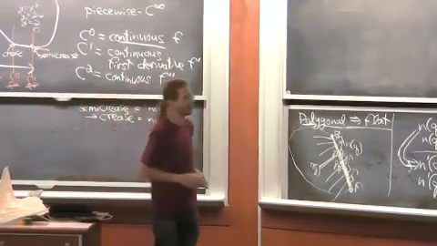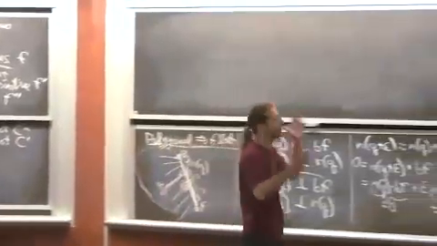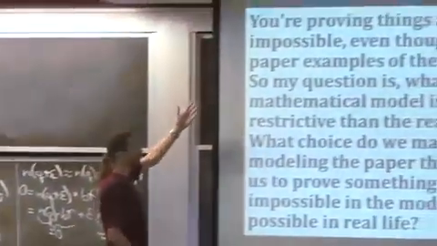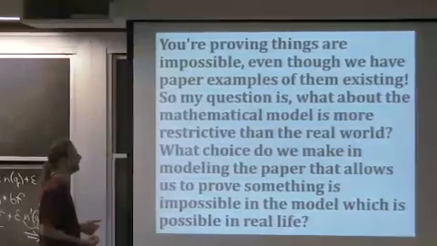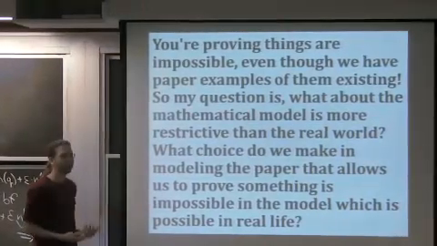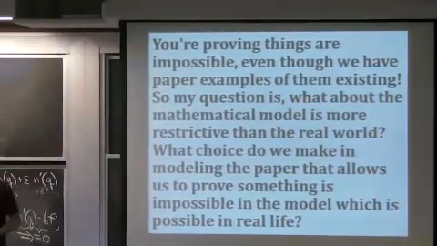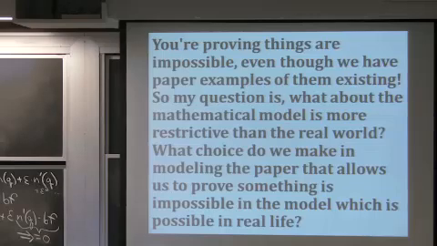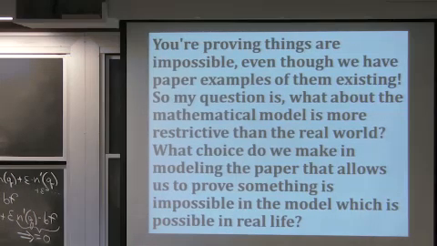Last question is, what does it all mean? If we're proving things are impossible, and yet here I have physical models of them existing, what's going on? What's the difference between mathematical paper and real paper? And of course, there's no real mathematical answer to that question, but we have a couple competing theories for what might be happening in this model.